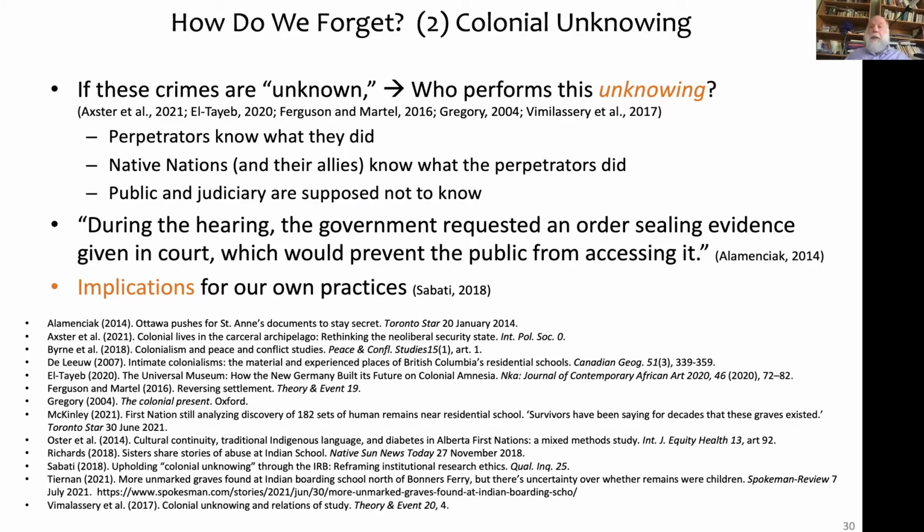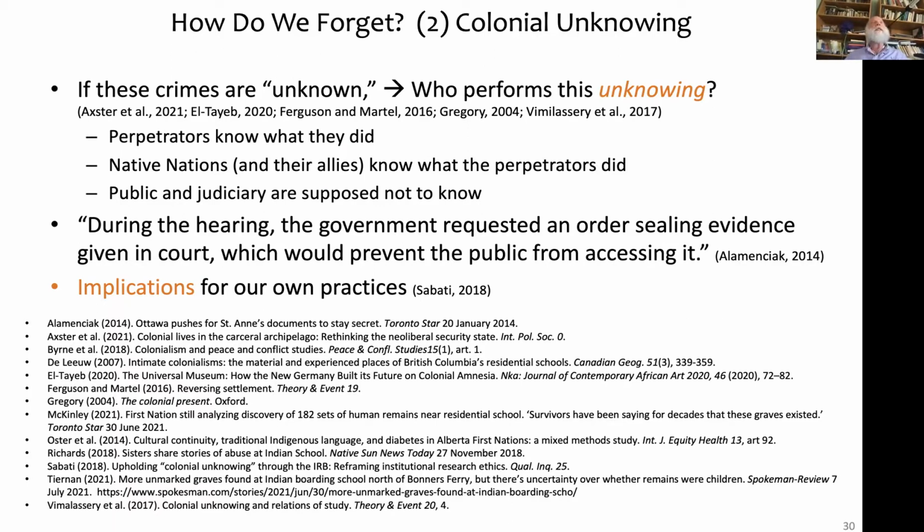But the rest of us are not supposed to know. And Alamentiak wrote, during the hearing, the government requested an order sealing evidence given in court, which would have prevented the public from accessing it. That was, I think, in Ottawa. So this is an interesting kind of silence.